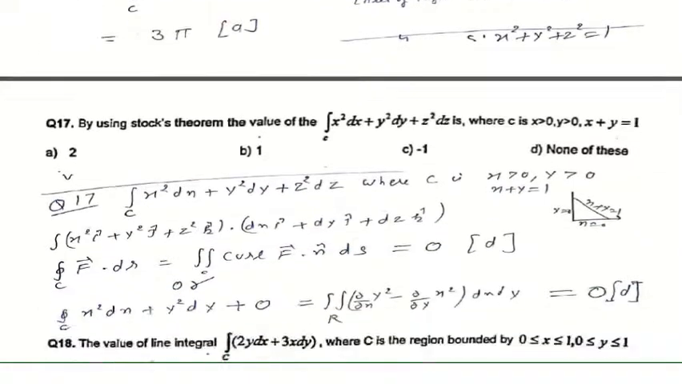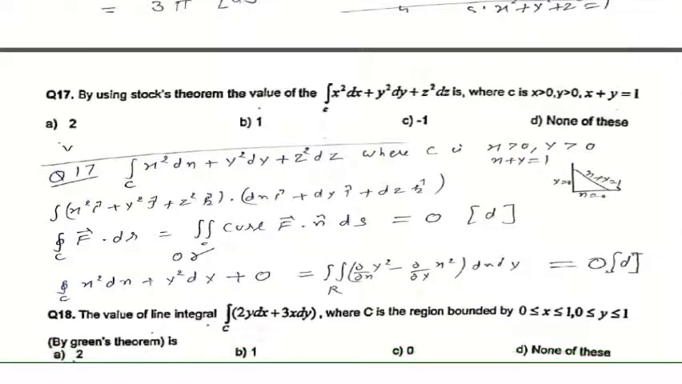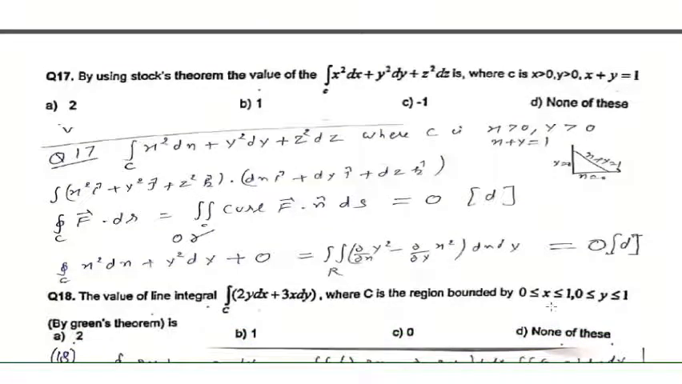Now next, question number 17. Again, you are asked to use Stokes theorem. The integral of x square dx plus y square dy plus z square dz. Now you can observe here, with x we have only x, with y we have only y, with z we have only z. This curl is going to be 0. So we have to use the Stokes theorem.